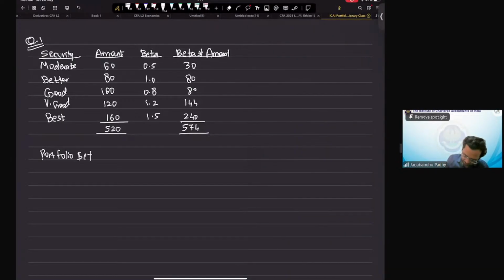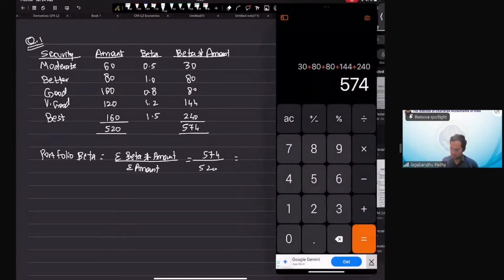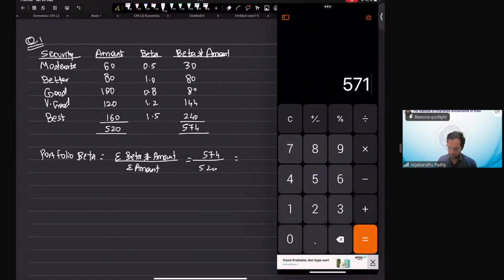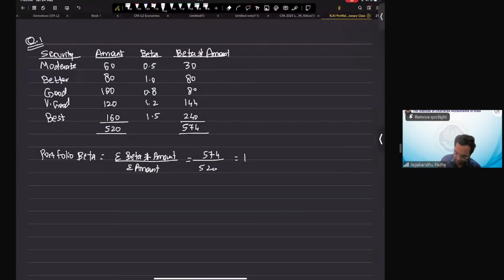Portfolio beta is going to be computed as summation of beta into amount, and then the whole thing divided by summation of the amount. So beta into amount is 574 upon summation of amount is 520. So we can say the beta is 574 divided by 520, which is 1.1038. That is the portfolio beta.